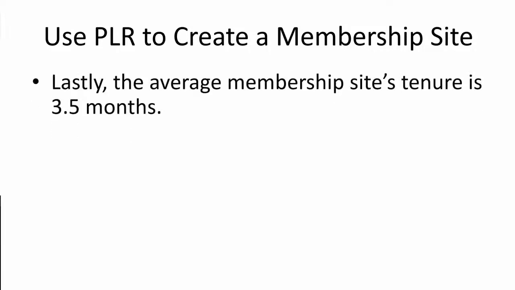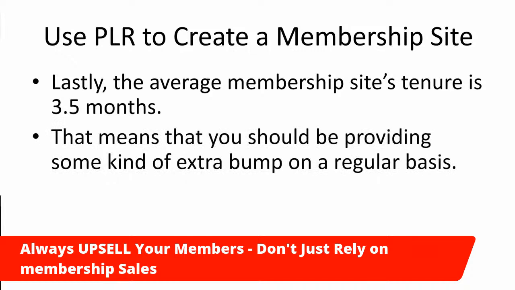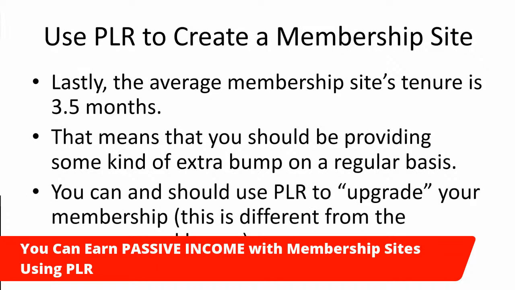Now, as we close out this video, one of the things you want to keep in mind is that the average membership site's tenure is going to be 3.5 months. That means that after 3.5 months, people generally start to feel as if they've gotten everything they're going to get out of a membership. That means that you should be providing some kind of extra bump to them on a regular basis. And you can and should use PLR to upgrade your membership.